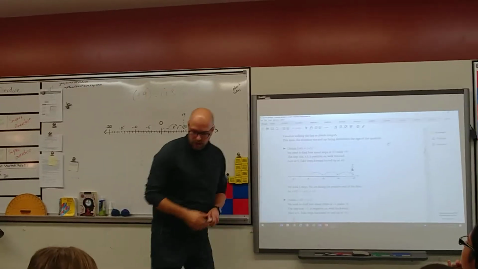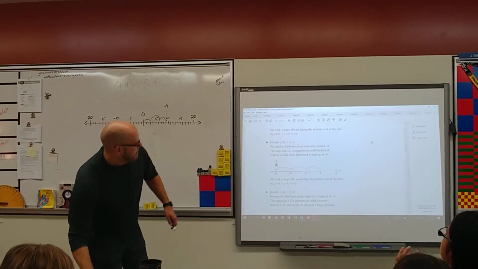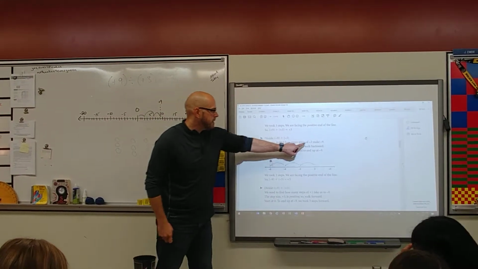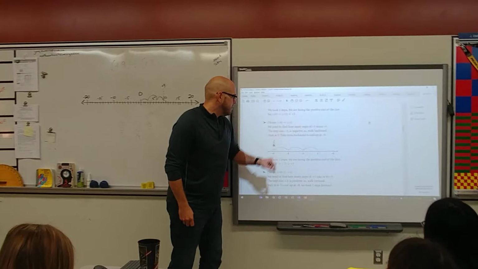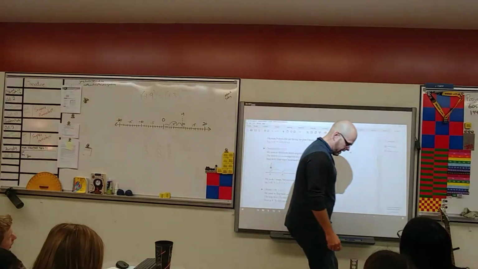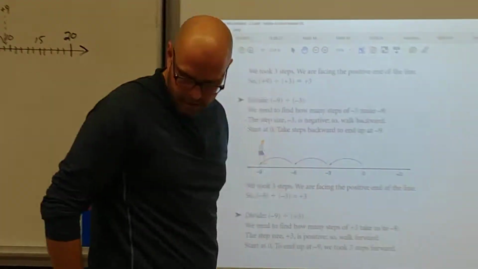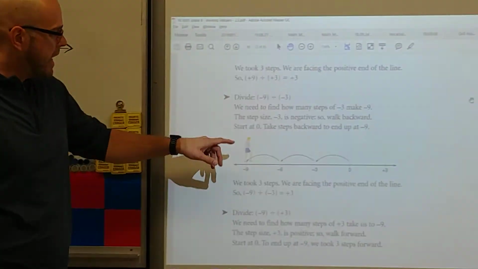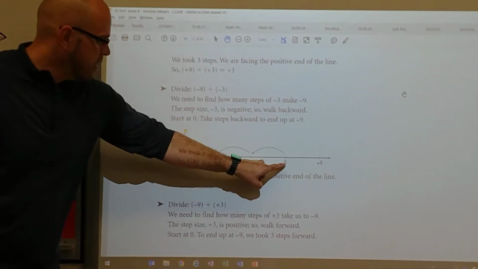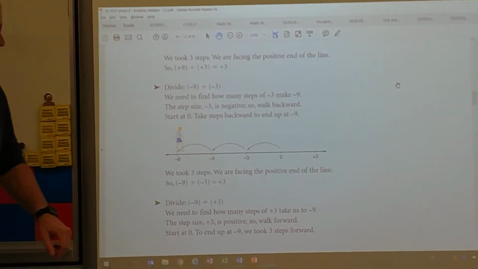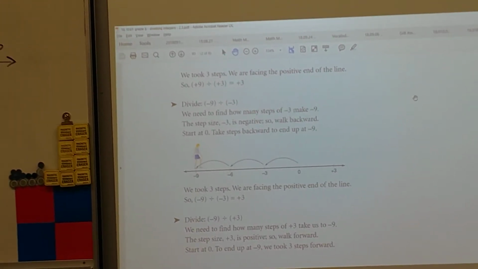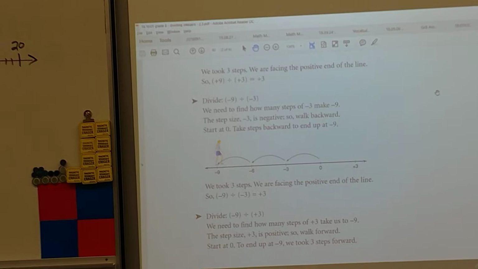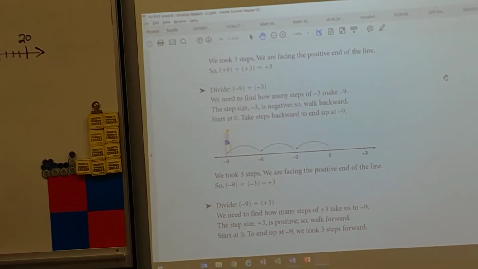Let's take a look at her on the board. We need to find how many steps of negative 3 make negative 9. How many negative 3 steps? 1, 2, 3. It took 3 negative 3 steps to get to negative 9. Now let's also look at that on the board, and then I'm going to show you the symbolic version of it.